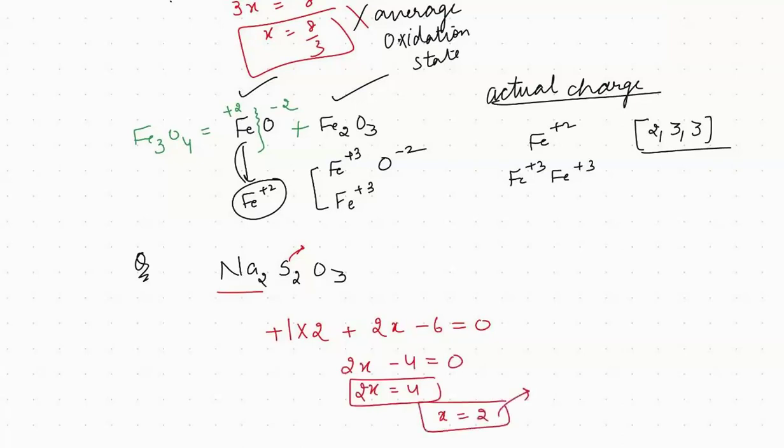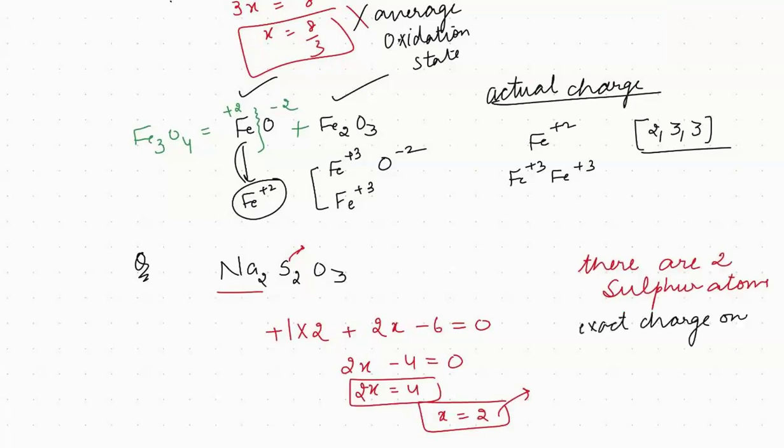And now understand, there are 2 sulfur atoms. When there are 2 sulfur atoms, and I say that the average charge is +2, the question is what is the exact charge on each sulfur in Na2S2O3? Now I have to draw the structure.